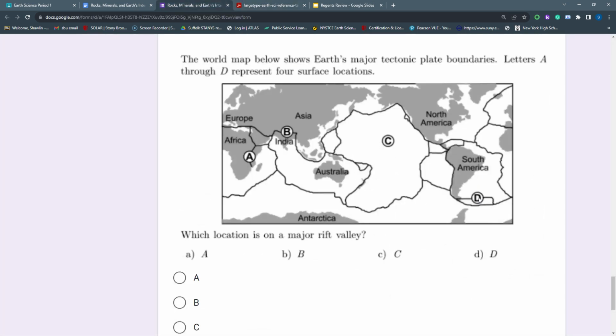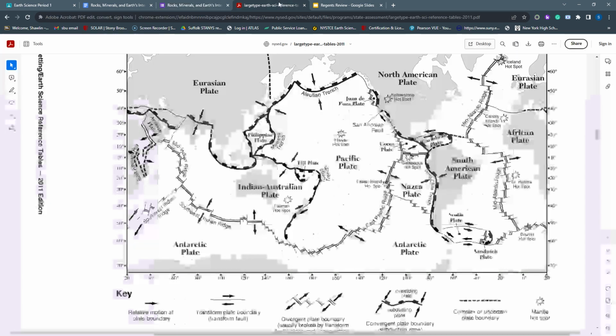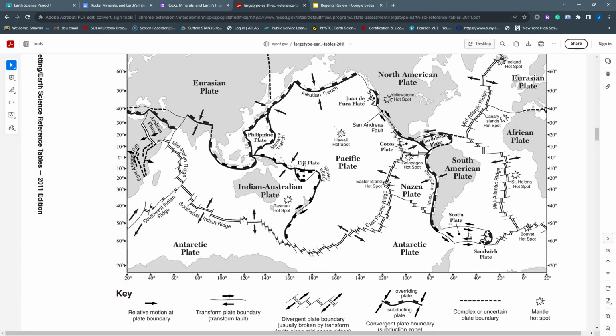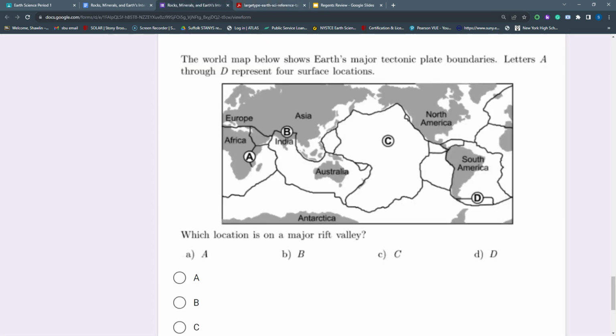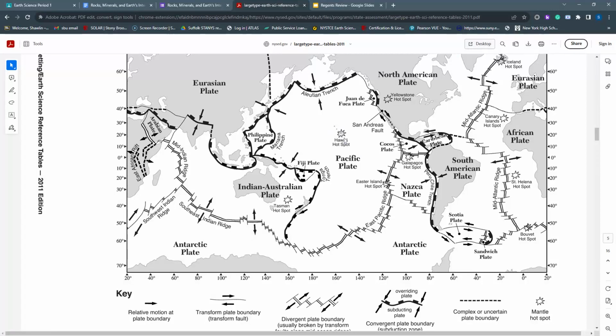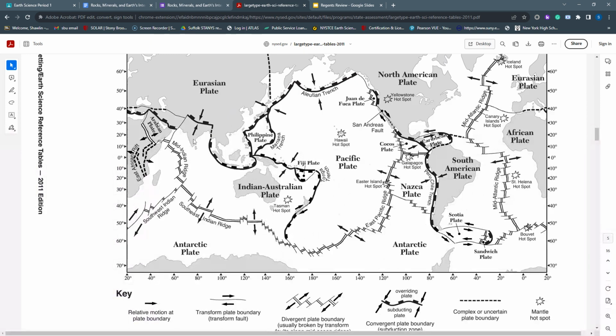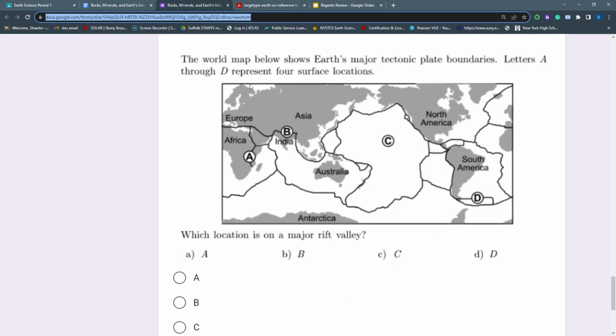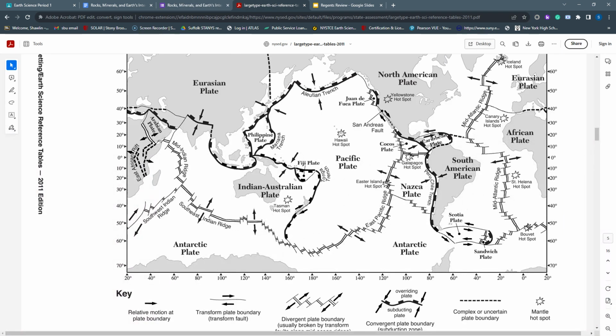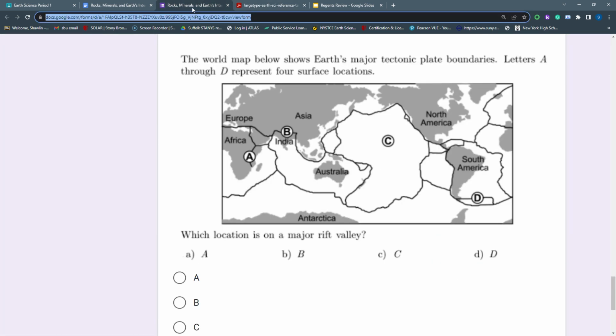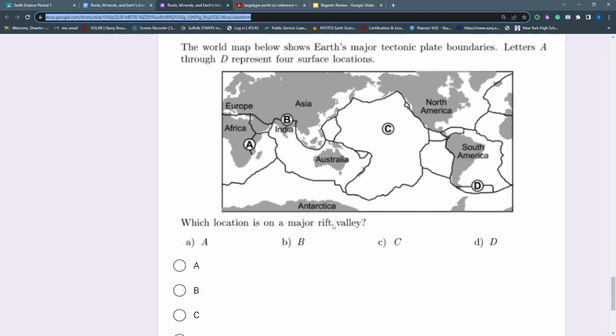Okay, so this is location D, below South America. That's around here. This is a transform boundary. I'm not looking for that. This is location C. That's somewhere right here. That's a hotspot. I'm not looking for that. This is location B. That's right here. That's a convergent boundary. I'm not looking for that. And finally, this is location A. That's right here. This is a divergent boundary. The plates are moving apart. And notice it also says East African Rift, which is a rift valley. So that's what I'm looking for. Which location is a major rift valley? A.